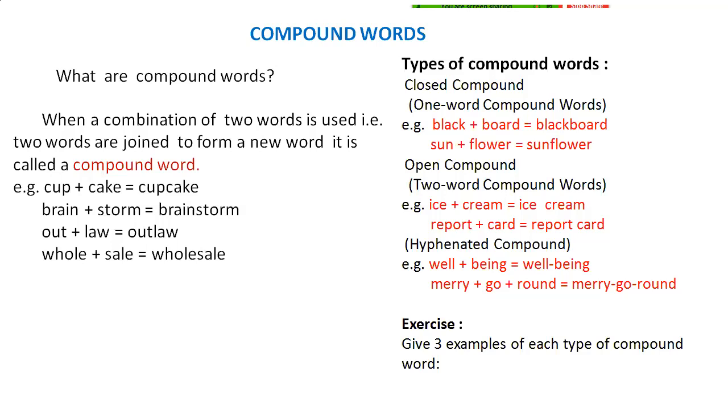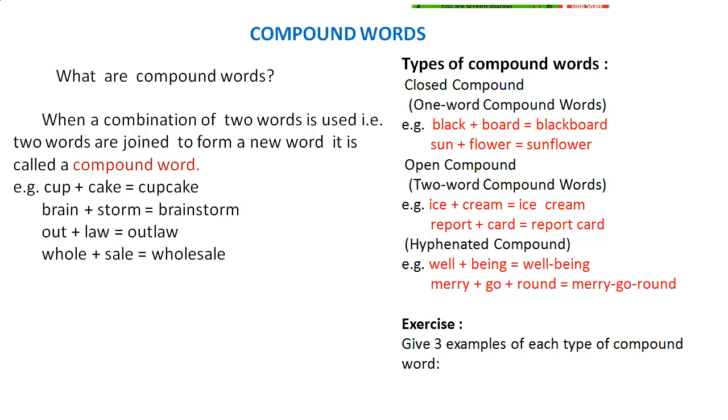For example, we have this word cup, and we have another word cake. When you combined both of them together, they formed a new word totally different from the original words. That is cupcake.